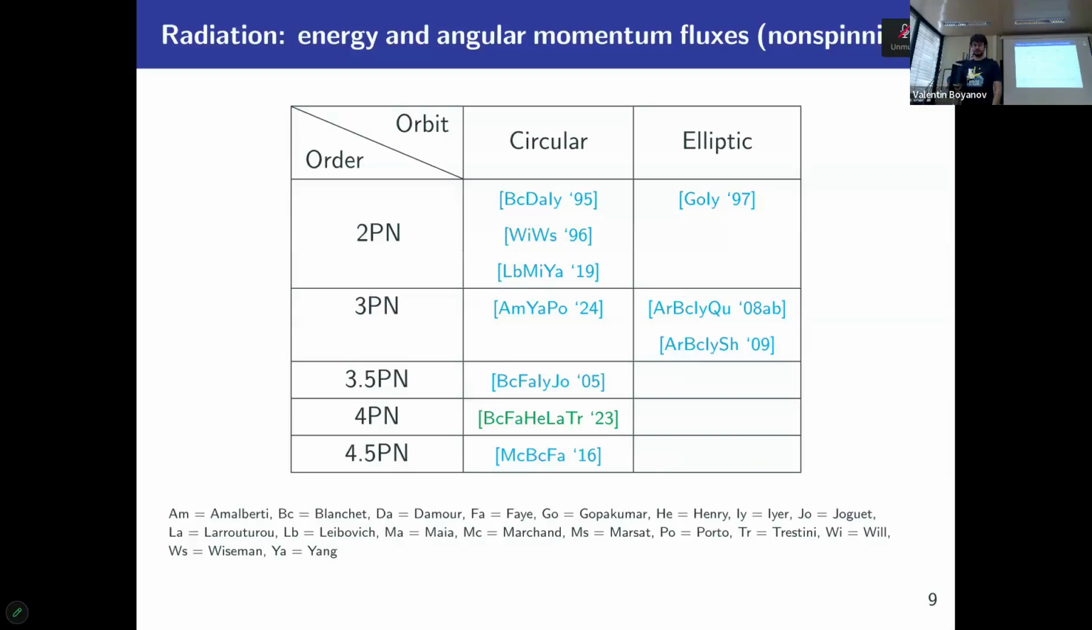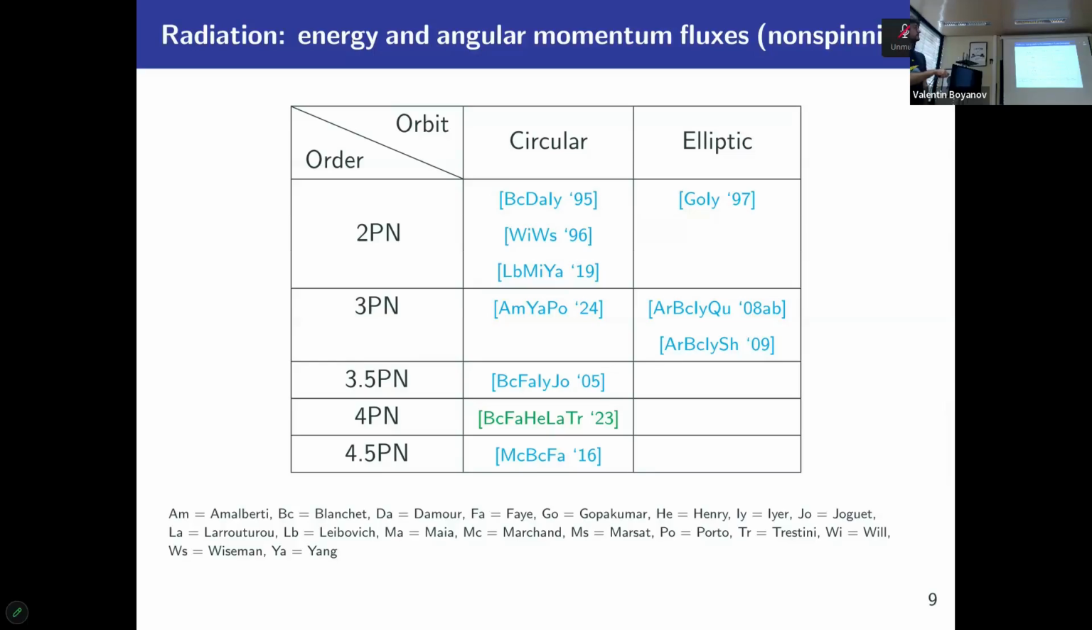Now, in the radiative sector, this is basically what I was doing my PhD on. So the energy and angular momentum fluxes. If we look at the circular case, the energy flux, which is related to the angular momentum flux by a global factor, was obtained at 4.5 pn order. Actually, the 4.5 pn order piece was obtained before the 4 pn one because it's easier. And so this was my thesis here.